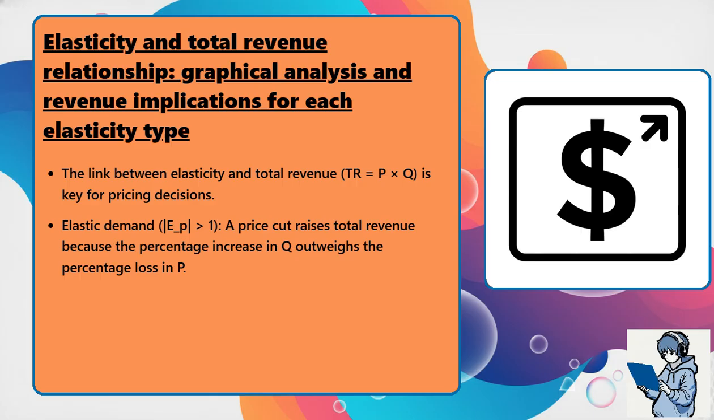Elastic demand, absolute E sub P greater than 1. A price cut raises total revenue because the percentage increase in Q outweighs the percentage loss in P. Graphically, the demand curve is flatter.